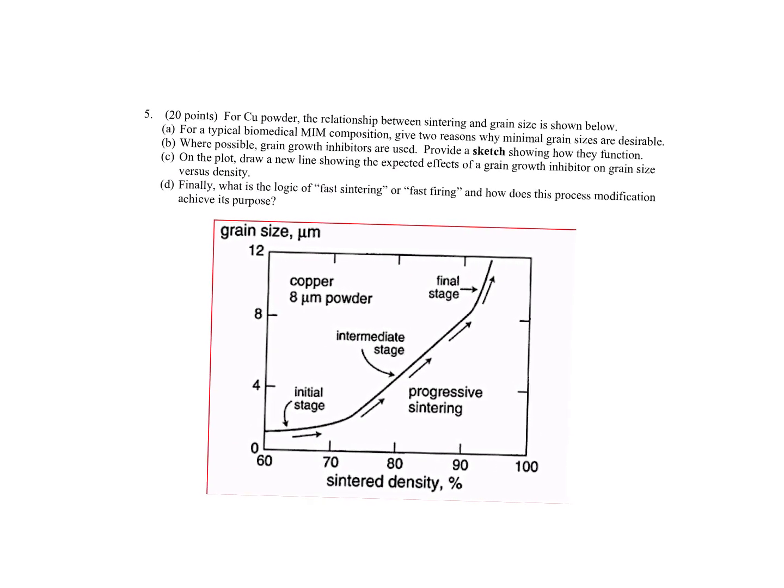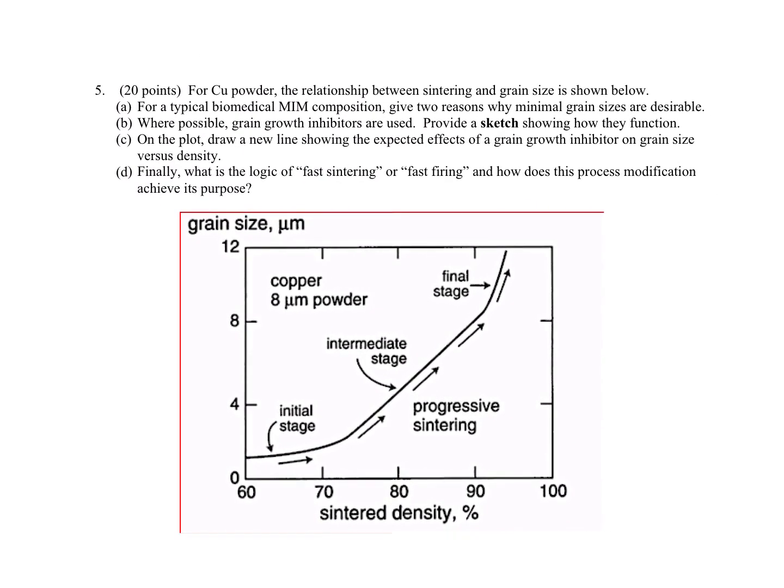All right, and then another graph, straight from your notes. For copper powder, the relationship between sintering and grain size is shown below. So for typical biomedical MIM compositions, give 2 reasons why minimal grain sizes are desirable. So we should have, at this point, a really clear idea why we like small grains. It's the same for ceramics and metals.